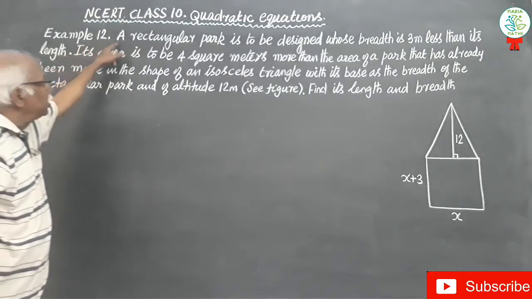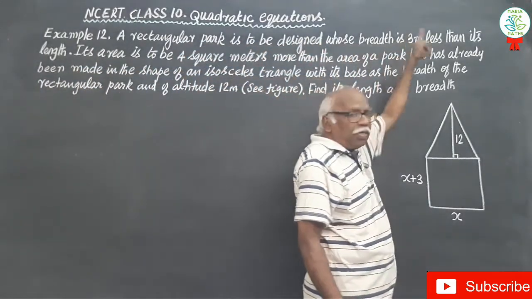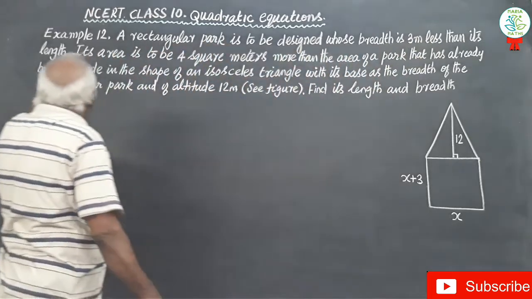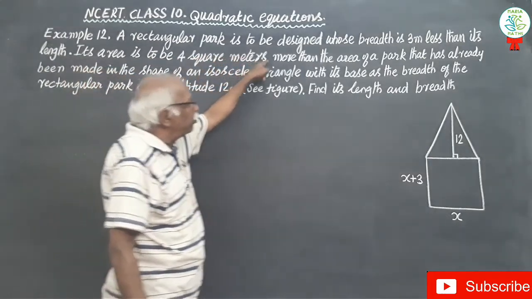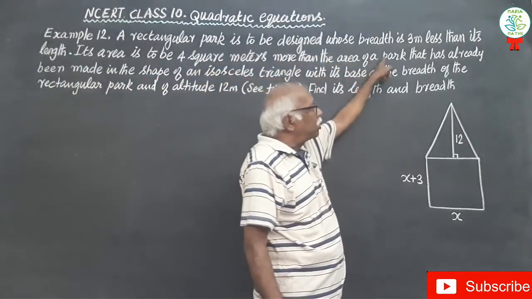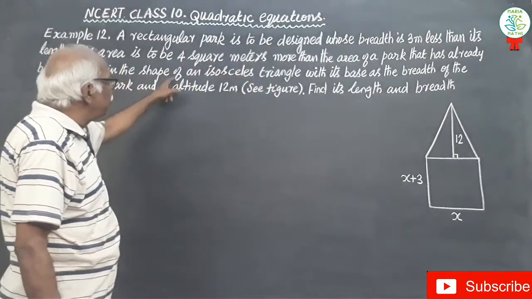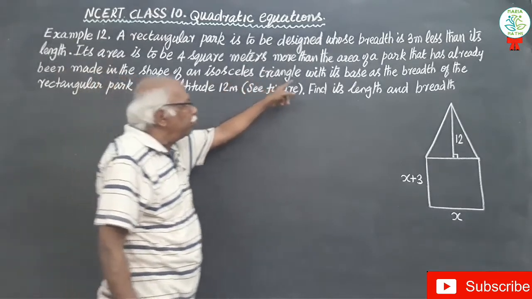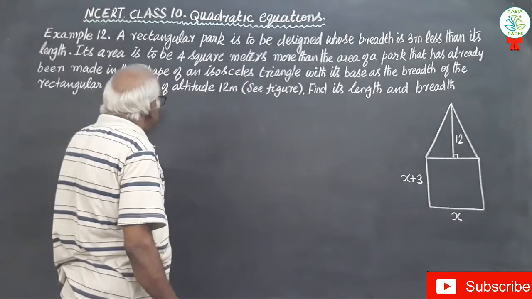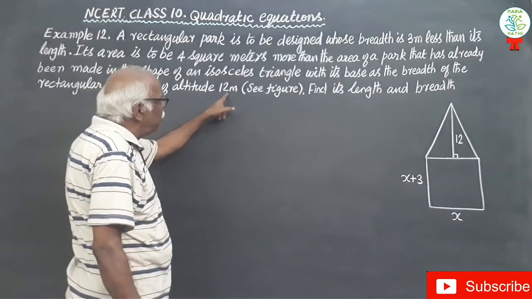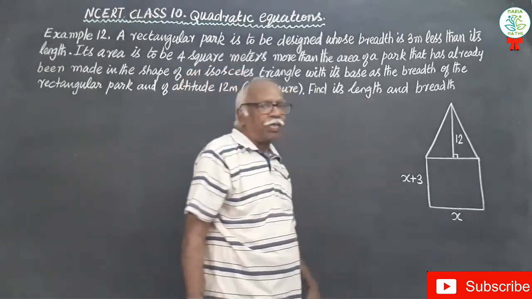Example 12. A rectangular path is to be designed whose breadth is 3 meters less than its length. Its area is to be 4 square meters more than the area of a path that has already been made in the shape of an isosceles triangle with the base as the breadth of the rectangular path, and the altitude 12 meters. See the figure. This figure is given. Find its length and its breadth.